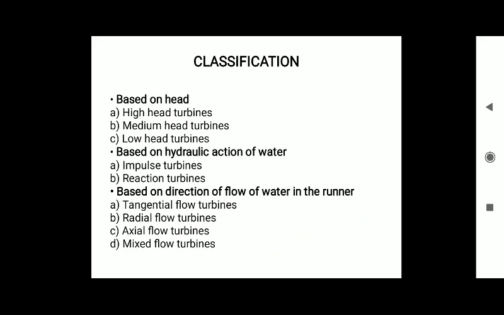In the next slide, I have discussed the classifications of the turbine, how our turbines are classified, and how we actually categorize them. There are many types of turbines we are using nowadays in day-to-day life. But how are they classified? They are classified on the basis of head, on the basis of hydraulic action of water, and on the basis of the direction of the flow of water in the runner.